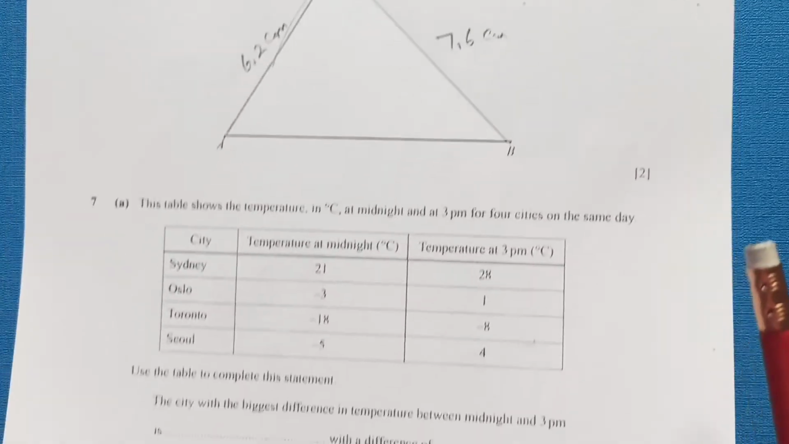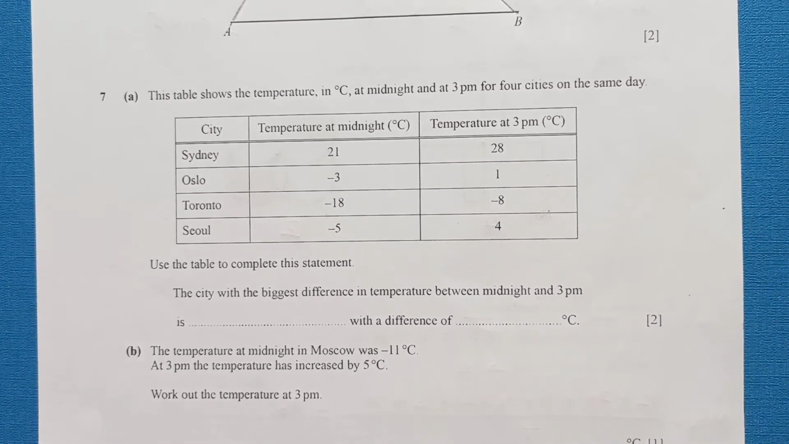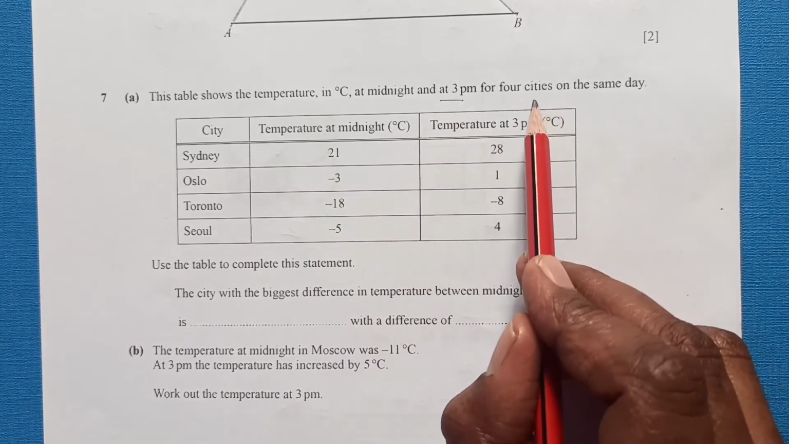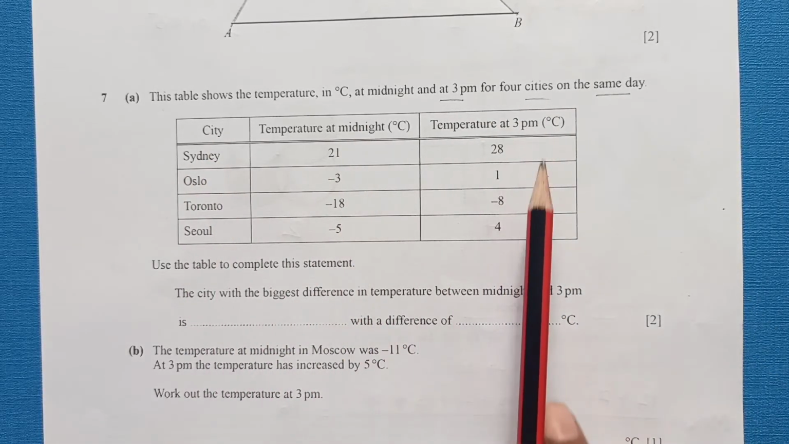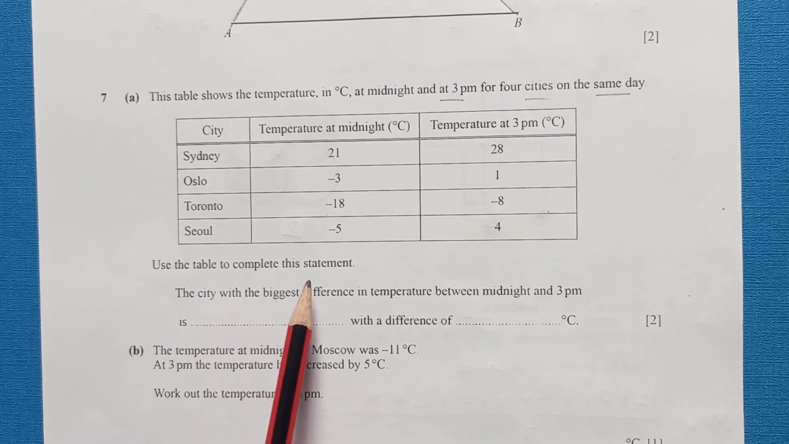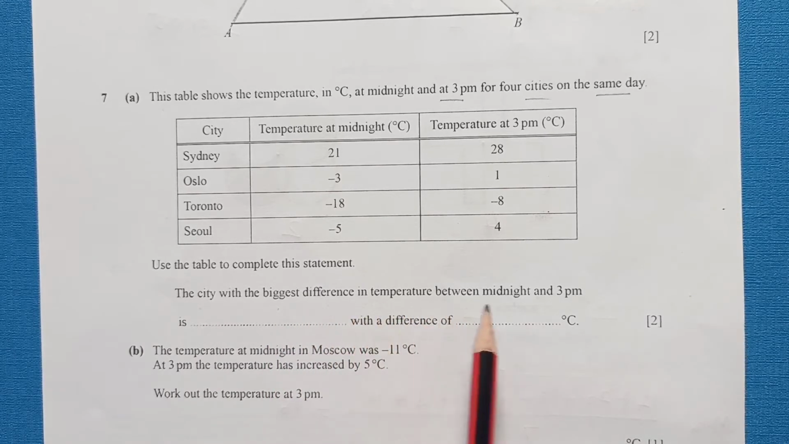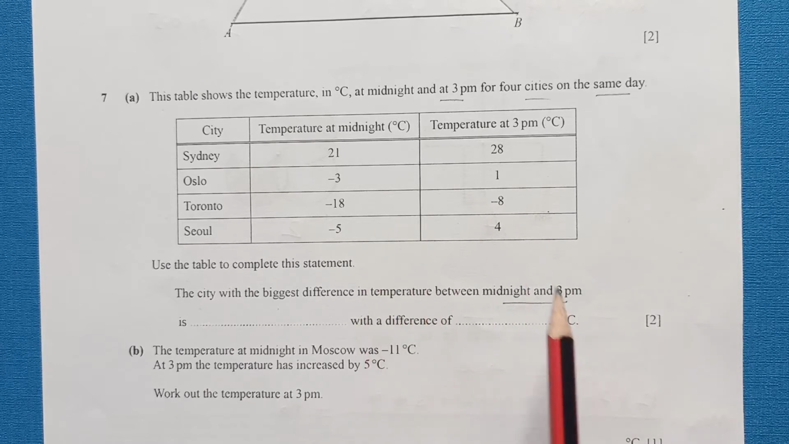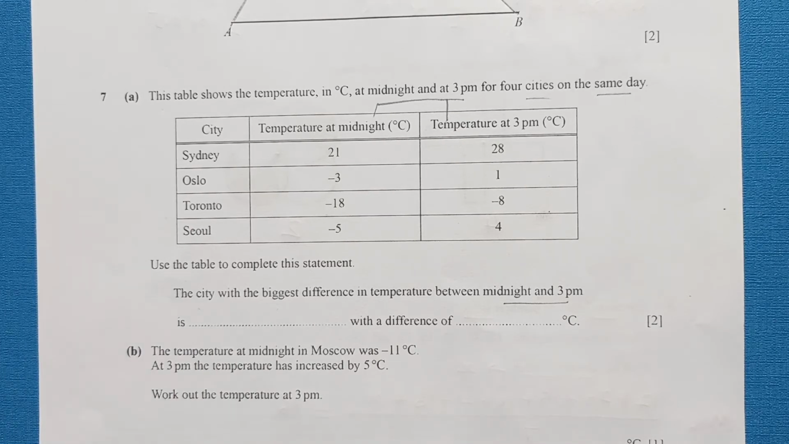Question number 7, part A. This table shows the temperature in degrees Celsius at midnight and at 3 p.m. for 4 cities on the same day. So we have the cities here, the temperature at midnight, and the temperature at 3 p.m. Use the table to complete this statement. The city with the biggest difference in temperature between midnight and 3 p.m. is dash, with a difference of dash. So we need to find the differences first.